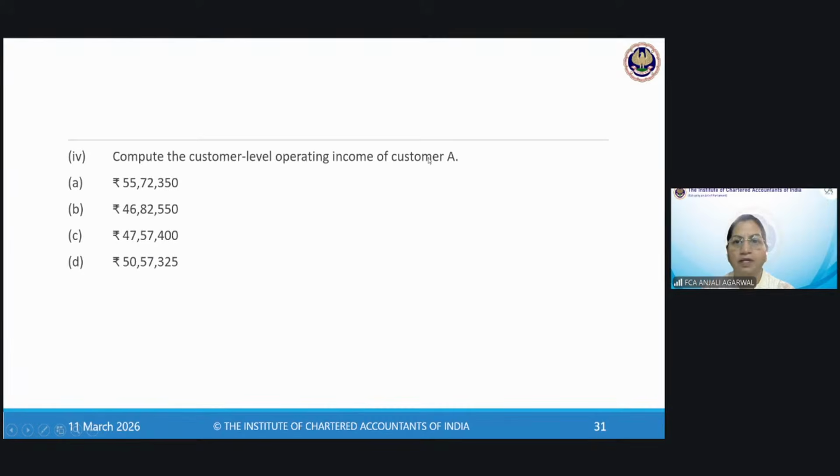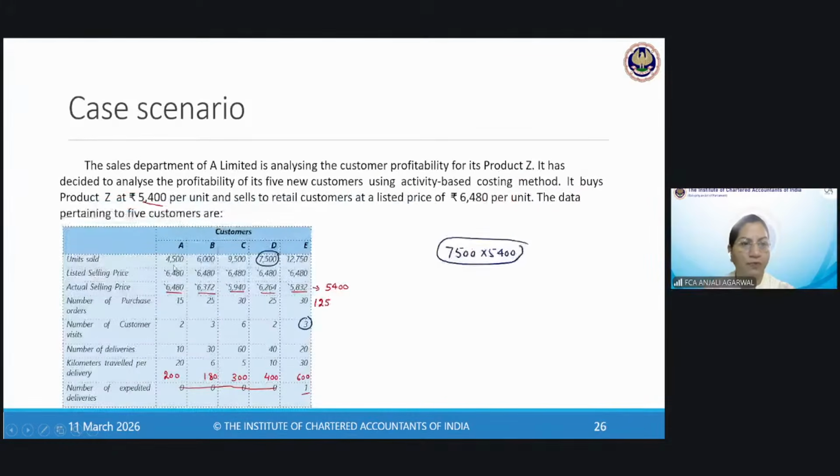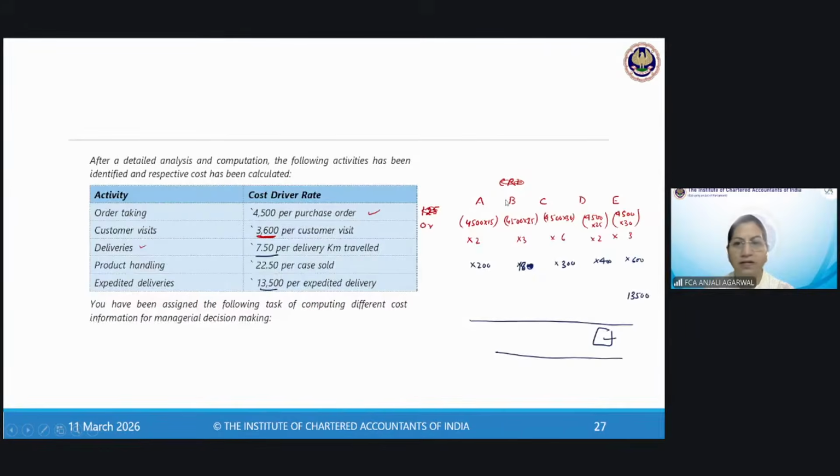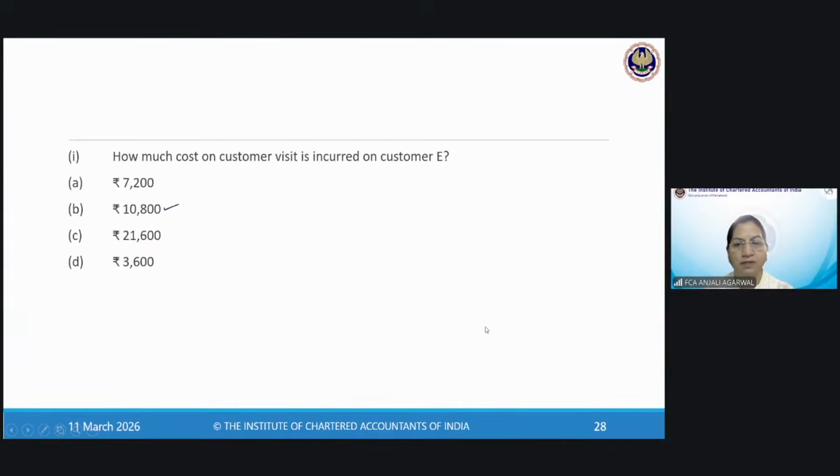Customer level operating income of customer A. So once again, income from customer A. For that, you will do 4,500 into 6,480 will be your sales. 4,500 into 5,400 would be your cost of goods sold, the total cost, and the overheads will be taken from here. When that will be subtracted, you will get the profit from customer A.